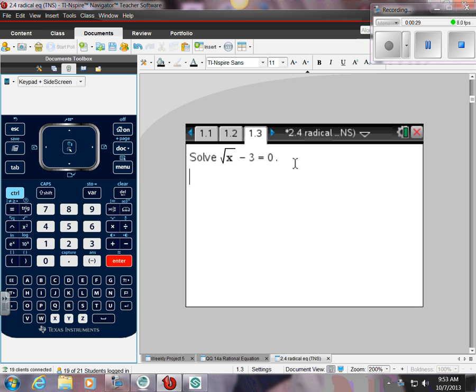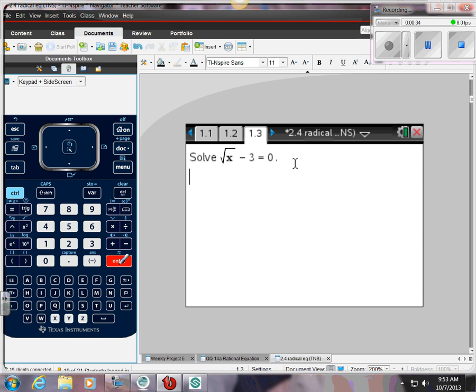What do you think? We want to get that radical x by itself. Yeah, so how do I start? Add 3 over. Good. All right, that's a great start. Now what?